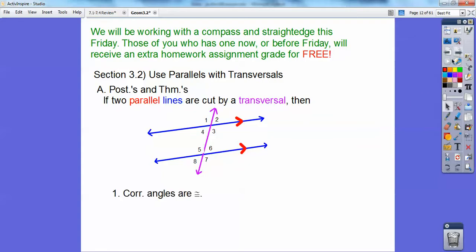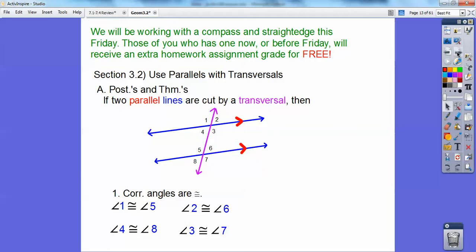So there are 4 pairs of corresponding angles. Remember, one has to be outside, one has to be inside, and they're on the same side of the transversal. So 1 and 5 would be congruent, 4 and 8 over here, 2 and 6, and then 3 and 7. Those are all congruent angles, and you'd write them like this: angle 1 is congruent to angle 5, angle 2 is congruent to angle 6, 4 is congruent to 8, and finally 3 is congruent to 7. Corresponding angles are equal.